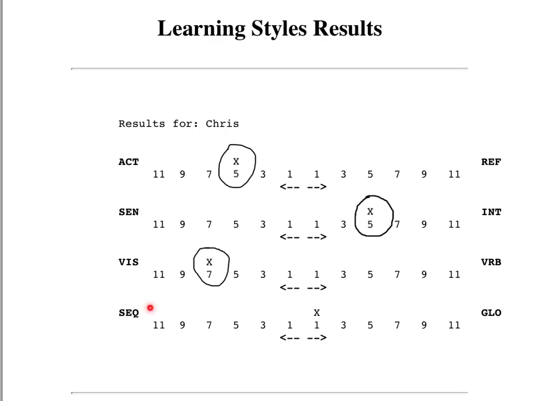Sequential versus global learners. Sequential learners retain and understand information most effectively when they are able to follow linear steps. To support sequential learners, we might implement learning experiences that are sequenced in such a way that logical progressions can be made as students develop a more sophisticated understanding of concepts or ideas.